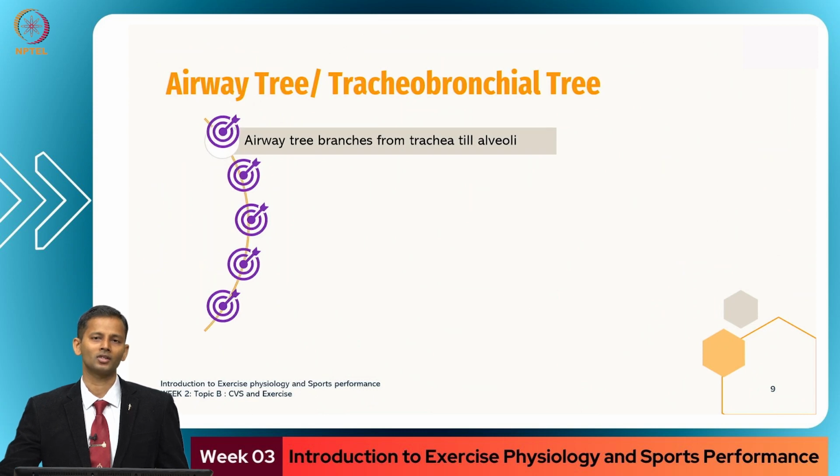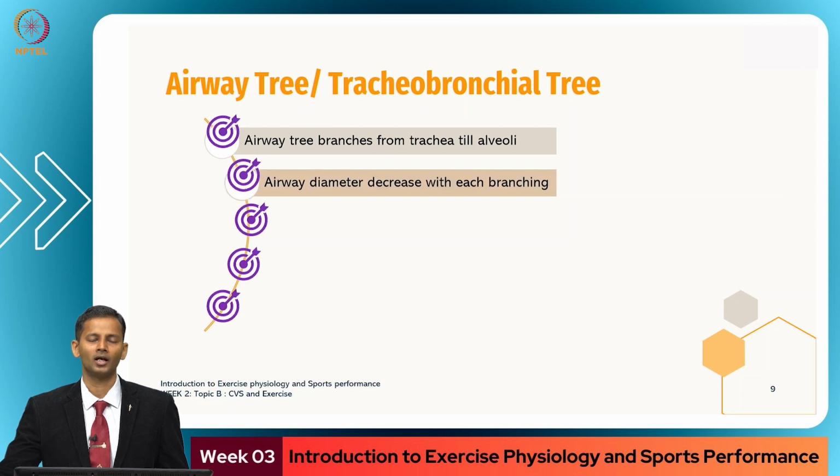So let's focus on the airway tree, or the tracheobronchial tree. The airway tree, as I mentioned, branches starting from the trachea and ends up in the final branches called the alveoli. The diameter, as you see, is like a network which becomes smaller in size with every branching.